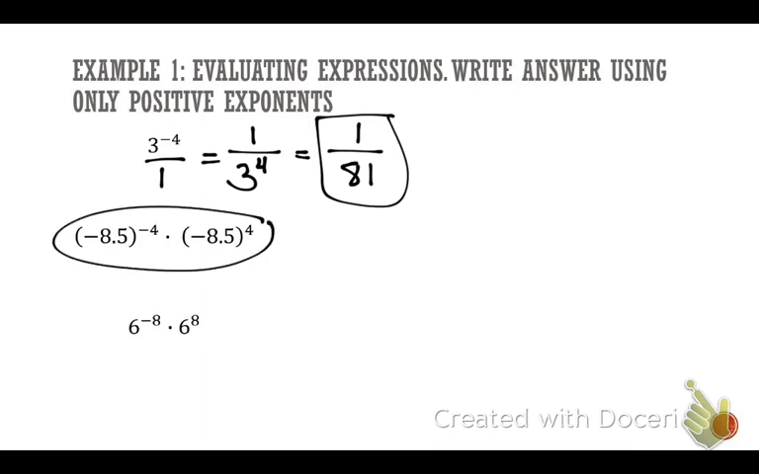Do those look like fun exponents to evaluate? No. Negative 8.5 to the fourth power: you literally have to multiply it by itself 4 times. But before you do that, here's where product of powers comes in. You have the same base. Negative 8.5 is the base for both terms.